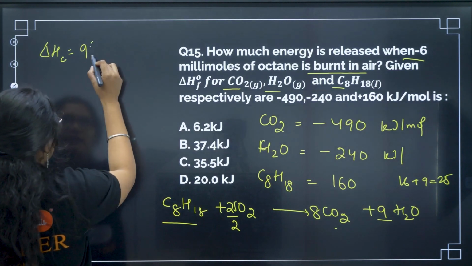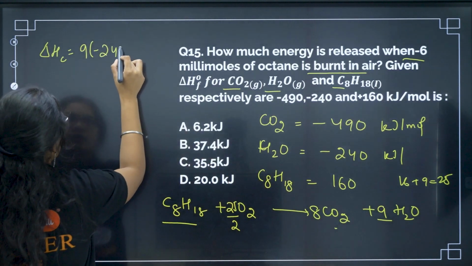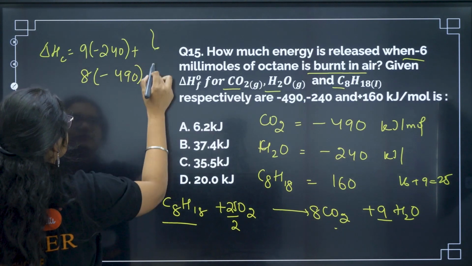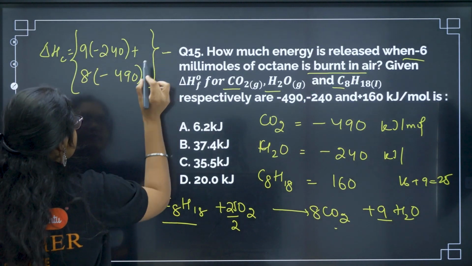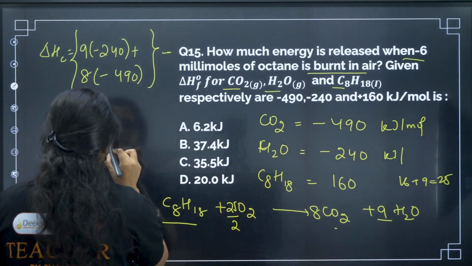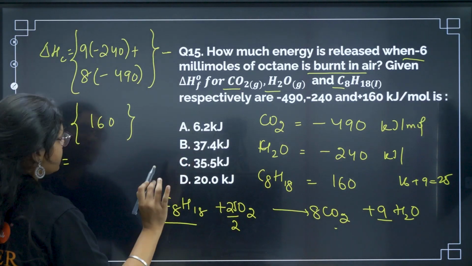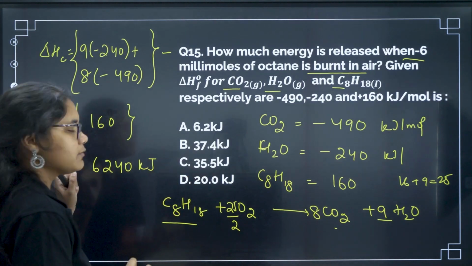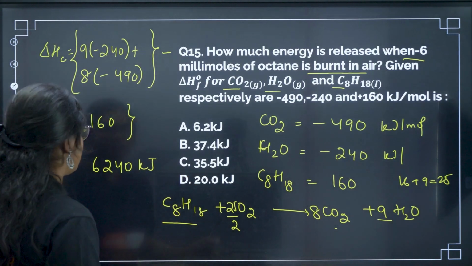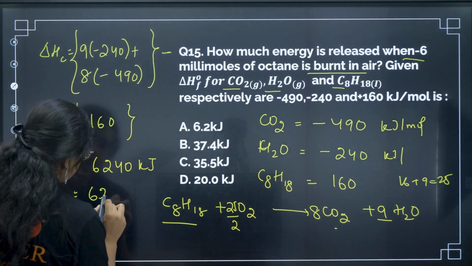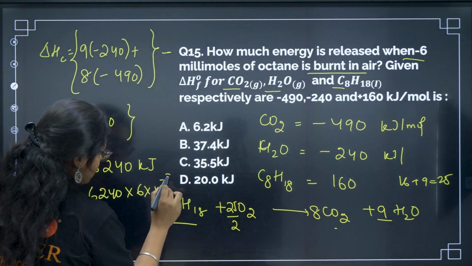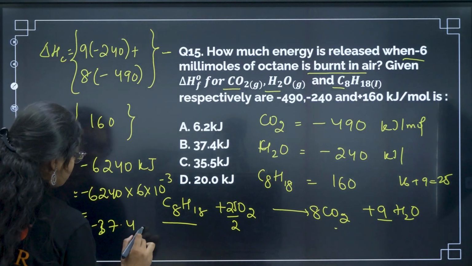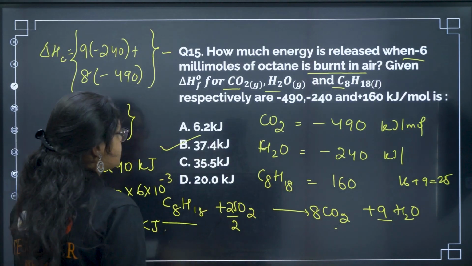So we can put the values here. 9 times of H2O, that is minus 240, plus we have 8 times of carbon dioxide, that is minus 490. So this much is the enthalpy of products minus enthalpy of reactants. So the reactant is C8H18, that is your minus 160. Okay. So if you solve this, the values are in kilojoule, we'll get minus 6240 kilojoule. Okay. Now the question is asked for 6 millimoles. Okay. So this is for 1 mole. For 6 millimoles, we have to multiply with 6 into 10 to the power of minus 3. So we will get 6240 into 6 into 10 to the power of minus 3. So that will be equal to around minus 37.4 kilojoule. Okay. So the correct answer for this question is option number B.